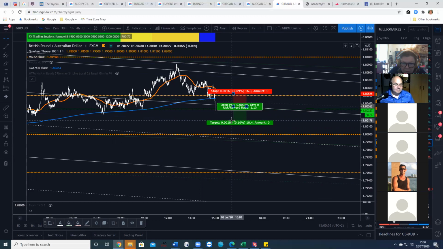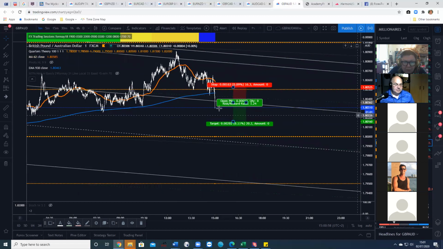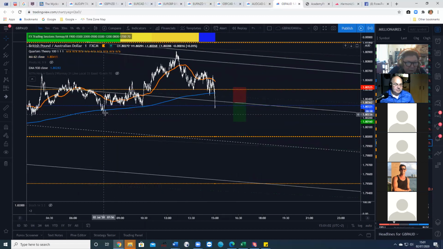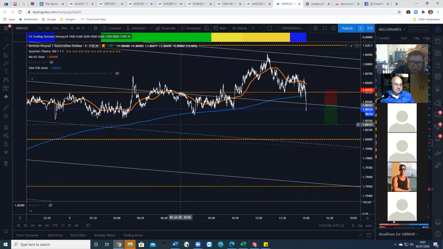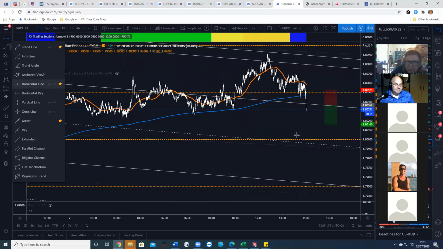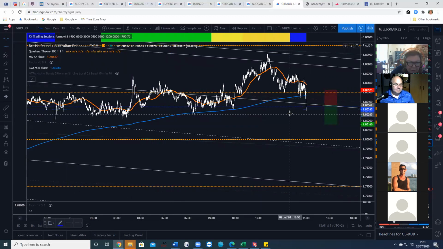But you can see it's got these lines back here. So look at your previous lines of support and resistance. Put the horizontal line on at about 10 pips. And you can see where it's rejected off. So I'd be watching that at 10 pips.